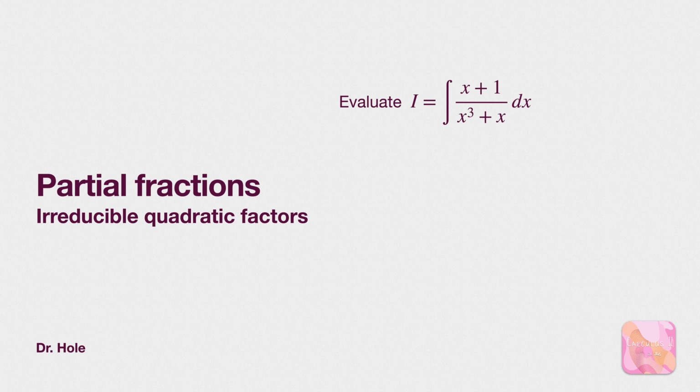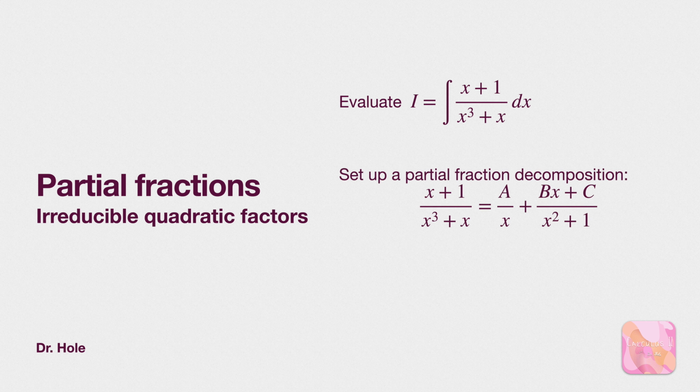Here, our integrand is proper. Degree of the top is 1, degree of the bottom is 3. When we factor the bottom, it will factor as x times x squared plus 1. X squared plus 1 is irreducible. So to form up the partial fraction decomposition, linear factor x will have numerator unknown a. Irreducible quadratic x squared plus 1 will have numerator unknown b multiplying x plus an unknown c. We now want to find the coefficients a, b, and c.